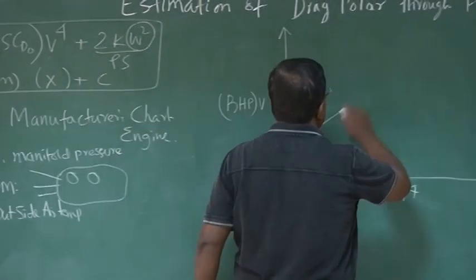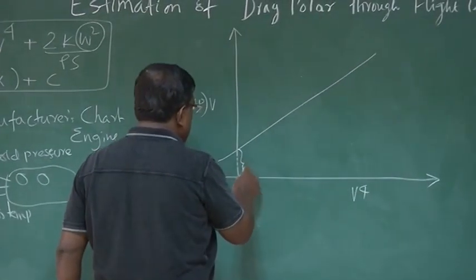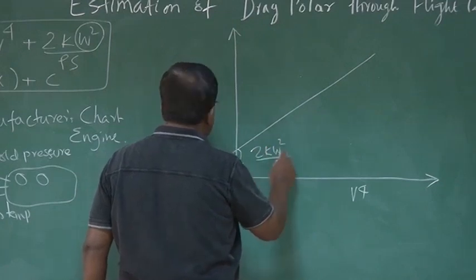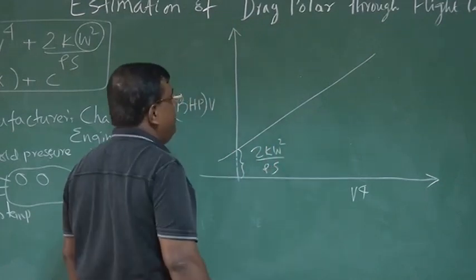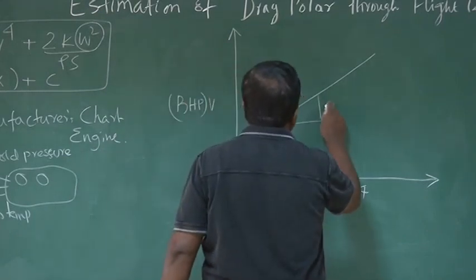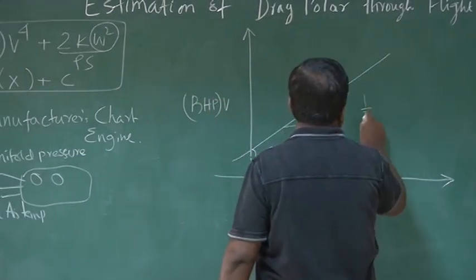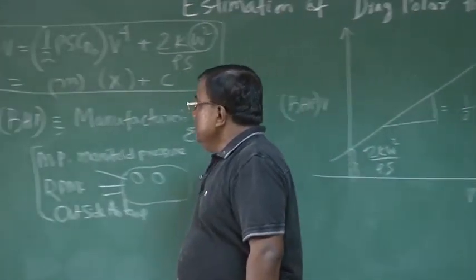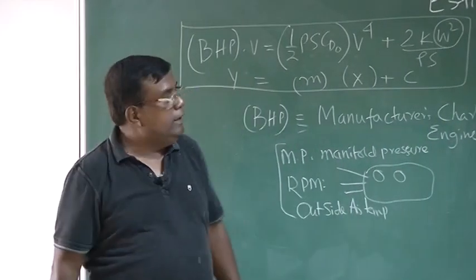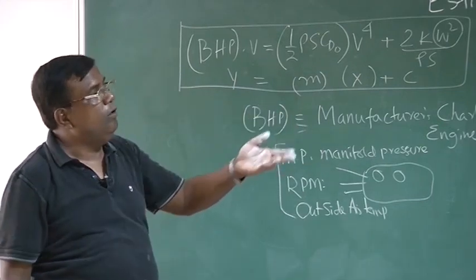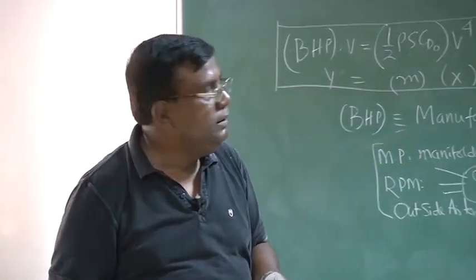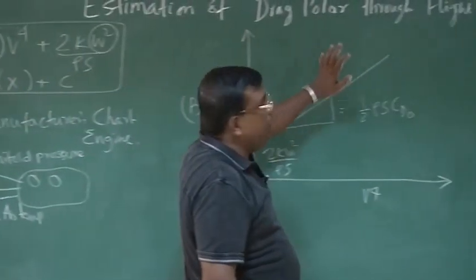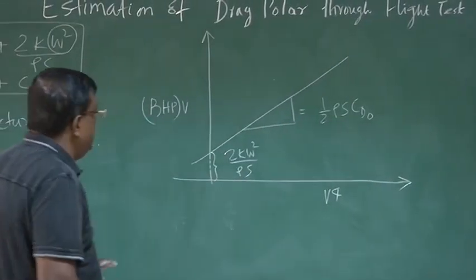I should get a straight line, and the intercept should be 2K W square by rho S, and the slope will be equal to half rho S CD naught. Right? Once I measure this intercept and slope, I can find out CD naught and K. This is the understanding. But how do I do it? Through experiment. Try to understand.